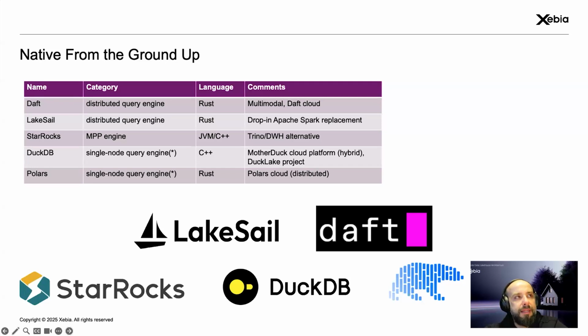Next is StarRocks. It's an MPP engine, a kind of alternative to Trino. I think you might have heard of Trino. And again, this time it's written in C++, so not in Rust. So this is not a distributed query engine, but a full-fledged MPP engine that exposes a SQL layer to end users and can be treated as a Trino or a ClickHouse alternative.